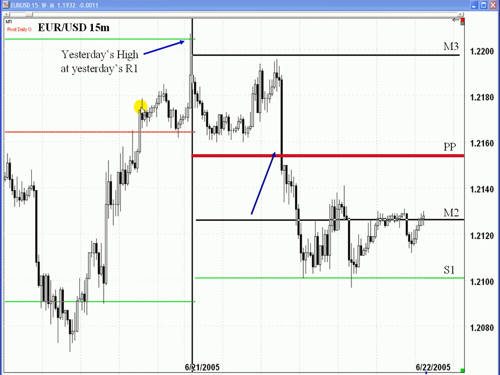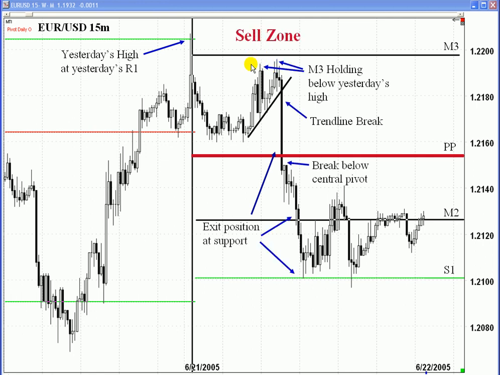Here we see price move in the sell zone, and we see that traders take price up early in the session, testing the previous day's high, which is also R1 of the previous day. Now M3 on the current day, and price falls. We see a double top at M3 holding.